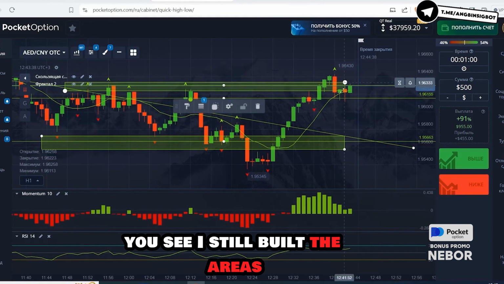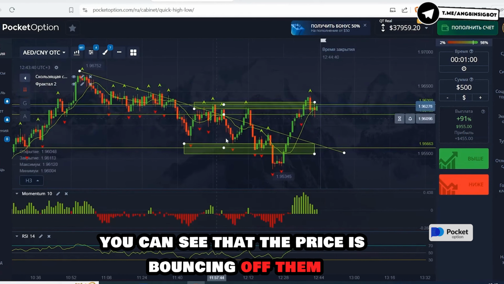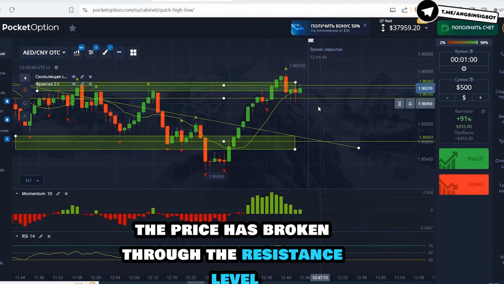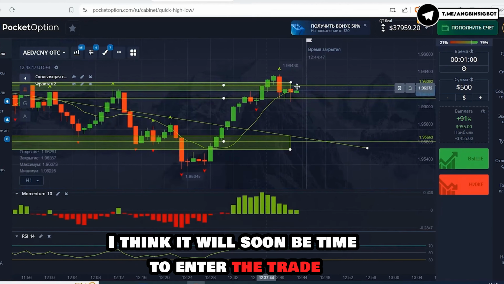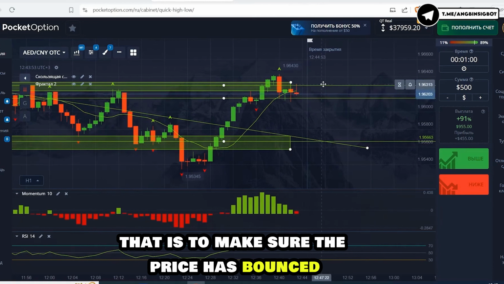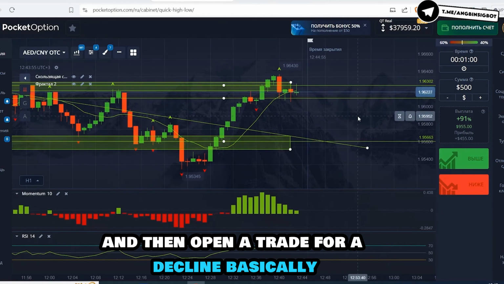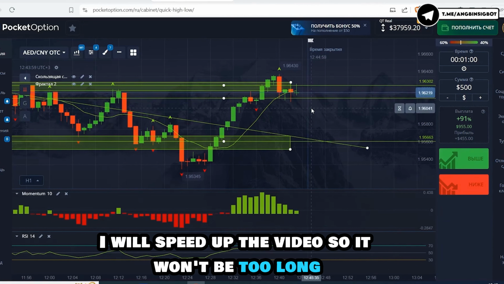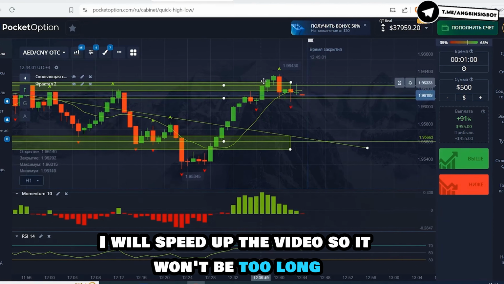You see, I still built the areas. You can see that the price is bouncing off them. The chart shows that the price has broken through the resistance level. I think it will soon be time to enter the trade. So let's wait a little longer, that is, to make sure the price has bounced and then open a trade for a decline. Basically, yes, I will go for a sell. I will speed up the video so it won't be too long.